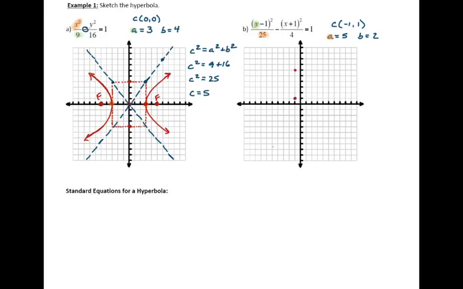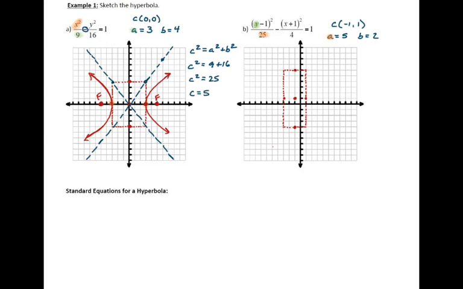And then I could put this on a graph. So plot my center, and then to know how to draw this reference box, I'm going to go 5 units, in this case above and below my center, because my y variable is written first, and then 2 would be to the left and right of center, because that comes from the denominator of our x variable. So if I draw my box here, that's going to be a kind of a guide to know where to graph this hyperbola.